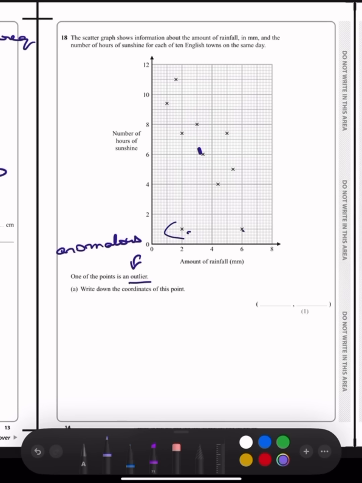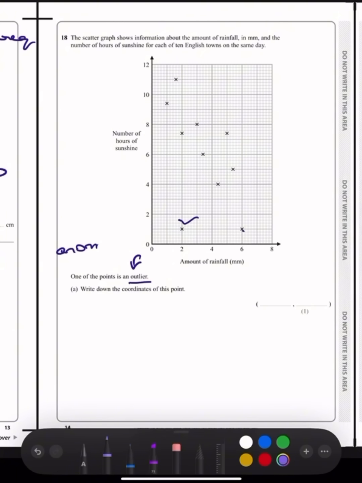And then this one, when we look at the next one, this one does not make points at all. Because if we try to match them up with others, there's a possibility it might change into a curved line, and that's not what we want here. Here we want a clear straight line. So here they said one of the points is an outlier. We found the outlier. It's this one. So write down the coordinates of this point.